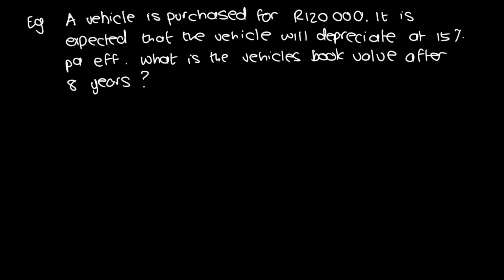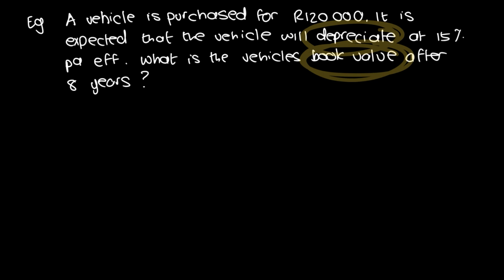Okay, so here we have an example of a vehicle purchased for 120,000 Rand. It is expected that the vehicle would depreciate at 15% per annum effective. What is the vehicle's book value after 8 years? Now, the fact that there is the word depreciate there and the word book value there gives us a hint that we're going to use the depreciation formulas.